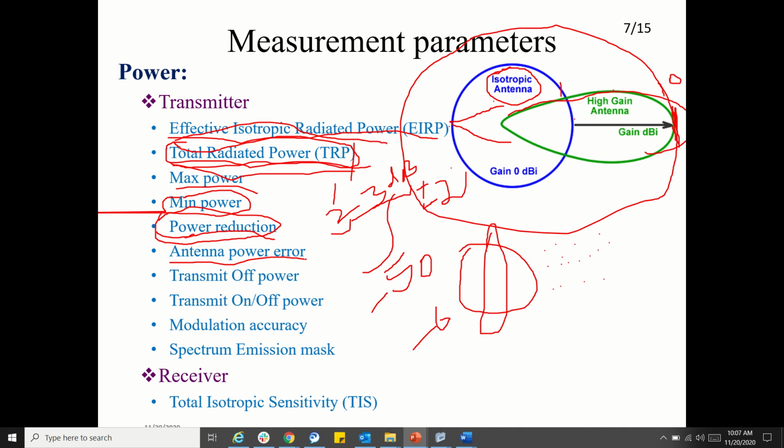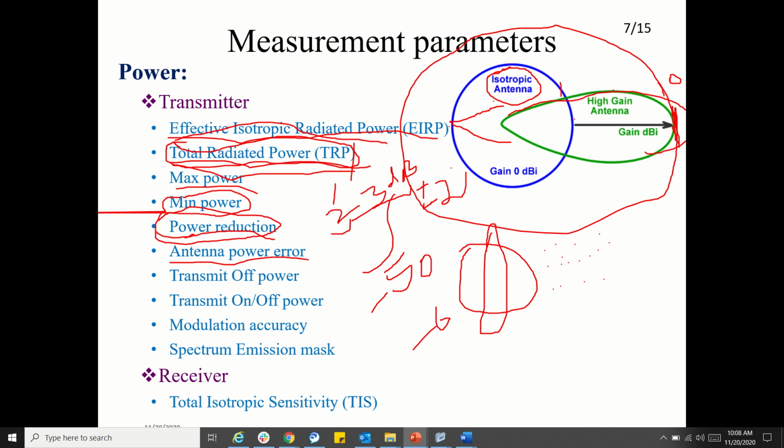Next is antenna power error. You are feeding input to the antenna, okay. So now your systems are all working fine, but if the antenna does not work properly, then the power will be wasted. Also, the whole RF chain has to be perfectly matched with the antenna.